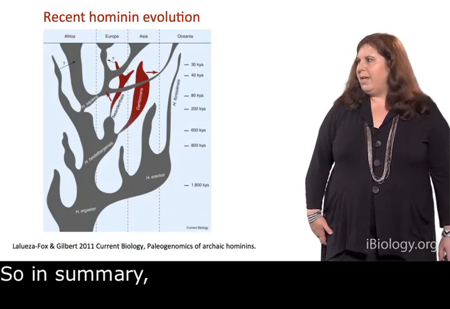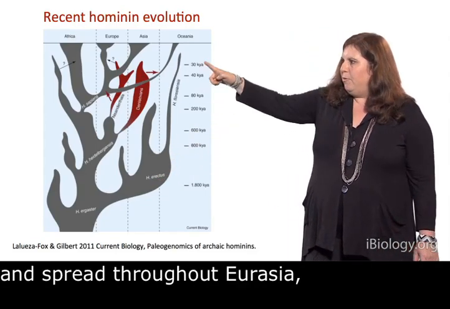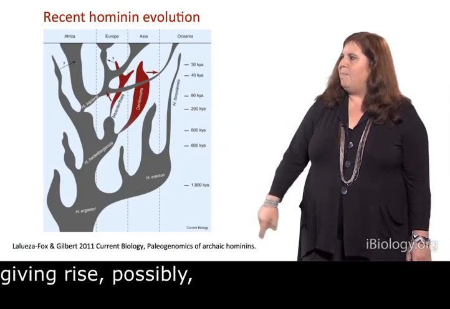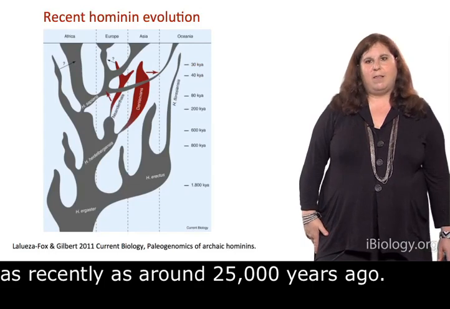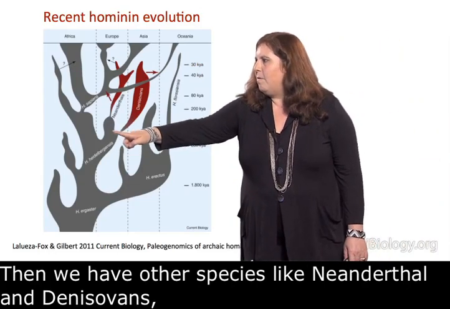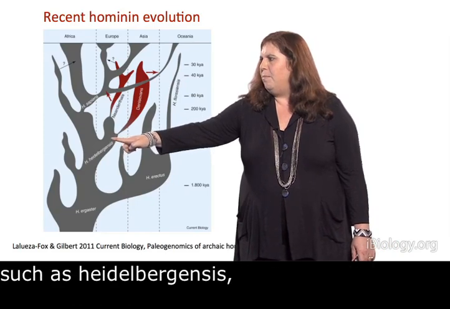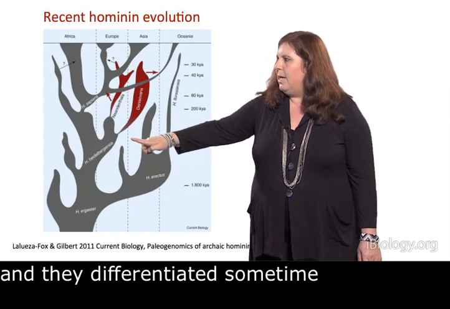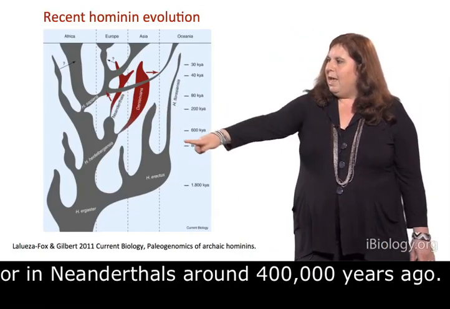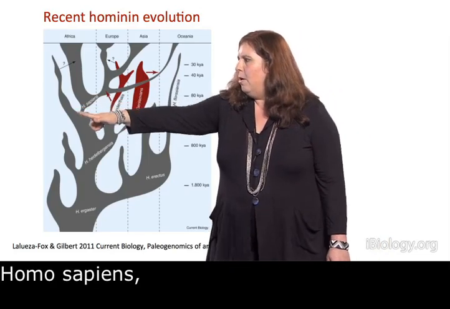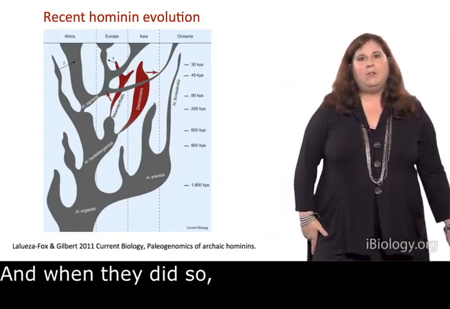So in summary, what we can see is that Homo erectus left Africa within the past 2 million years and spread throughout Eurasia, giving rise possibly to species like Homo floresiensis, and surviving until quite recently, around 25,000 years ago. Then we have other species like Neanderthal and Denisovans, who may have originated from a different species, such as Heidelbergensis, and they differentiated sometime around 600,000 or 700,000 years ago in the case of Denisova, or in Neanderthals around 400,000 years ago. And then we have the modern human lineage, Homo sapiens, which arose around 200,000 years ago and spread out of Africa. But when they did so, they would have encountered these other species.